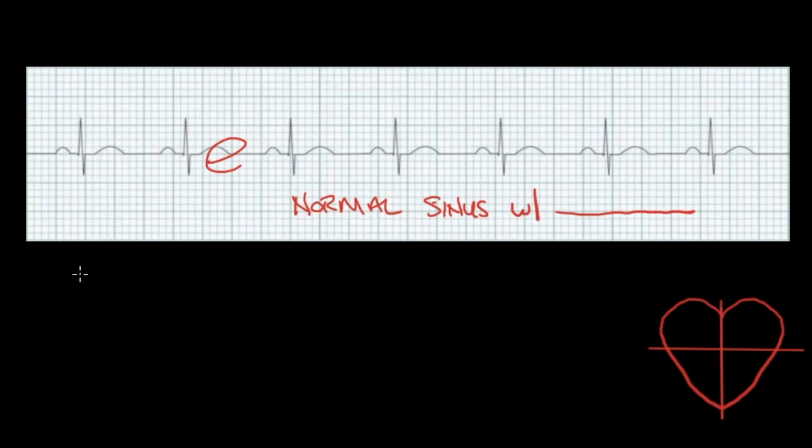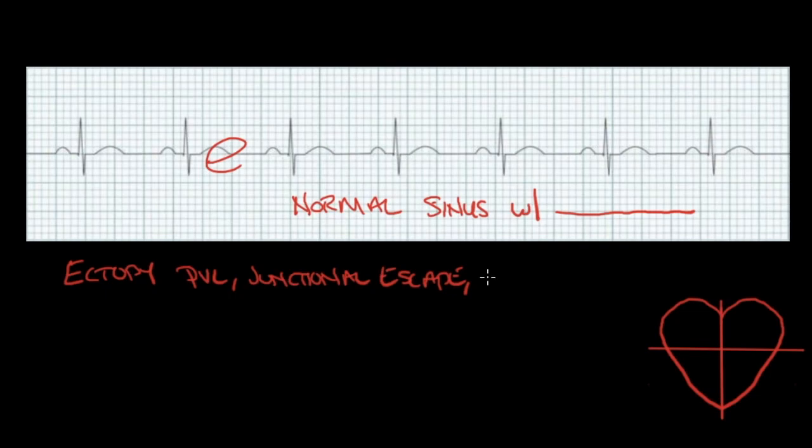These other additives could be things like other ectopy, such as premature conductions like PVCs, escape beats like a junctional escape.